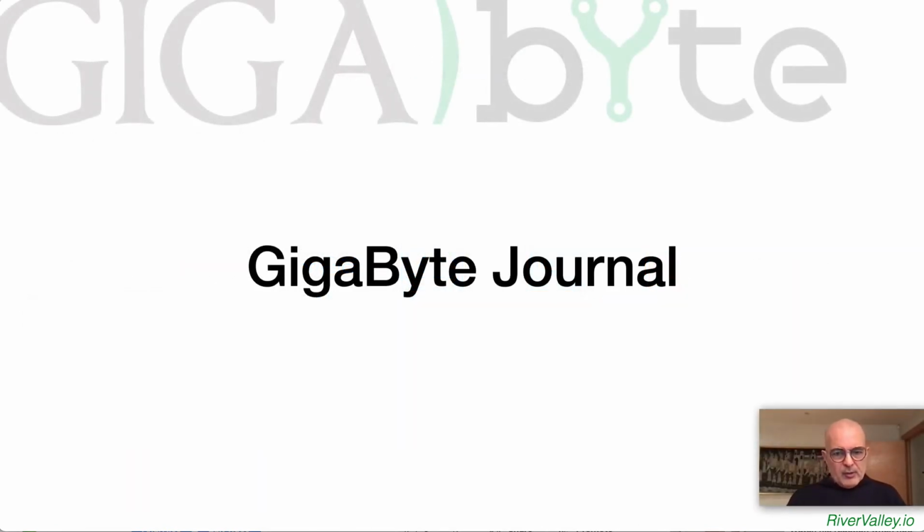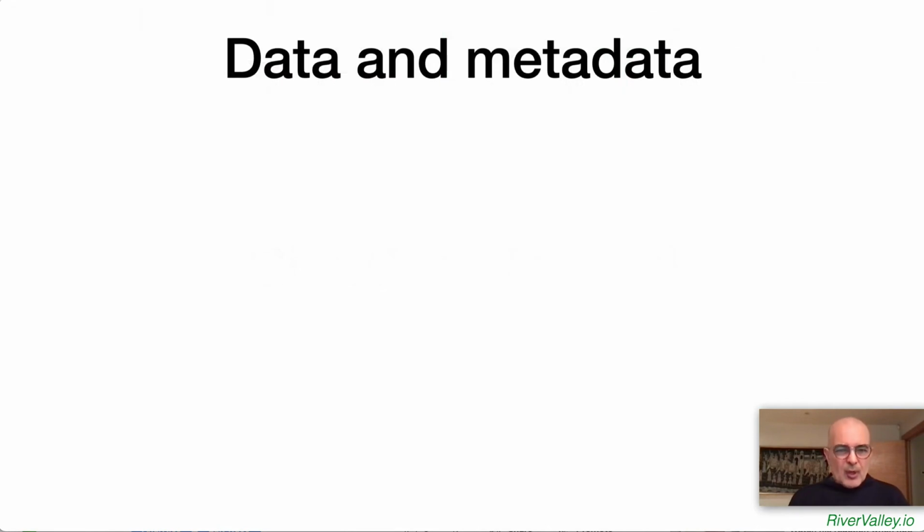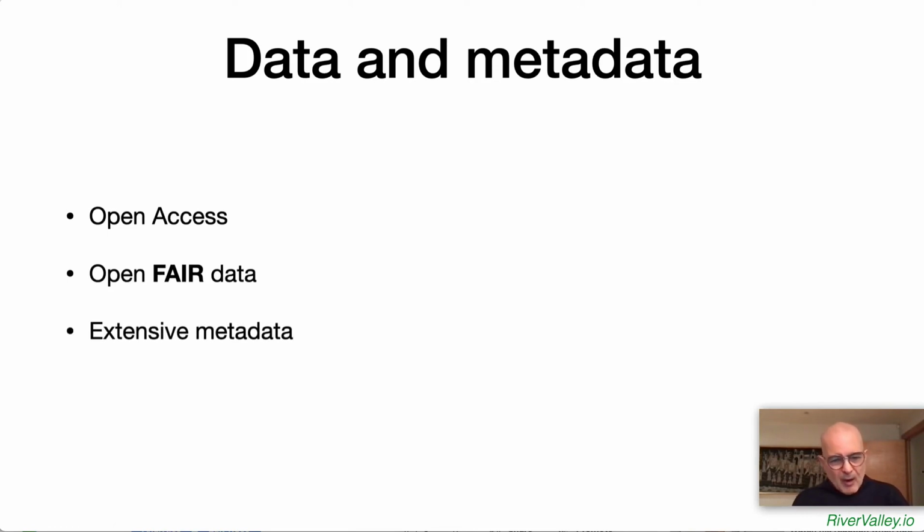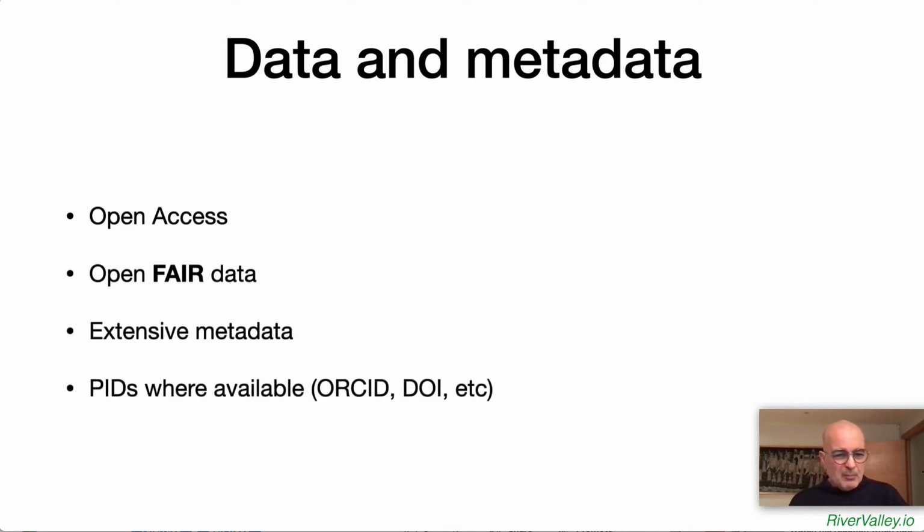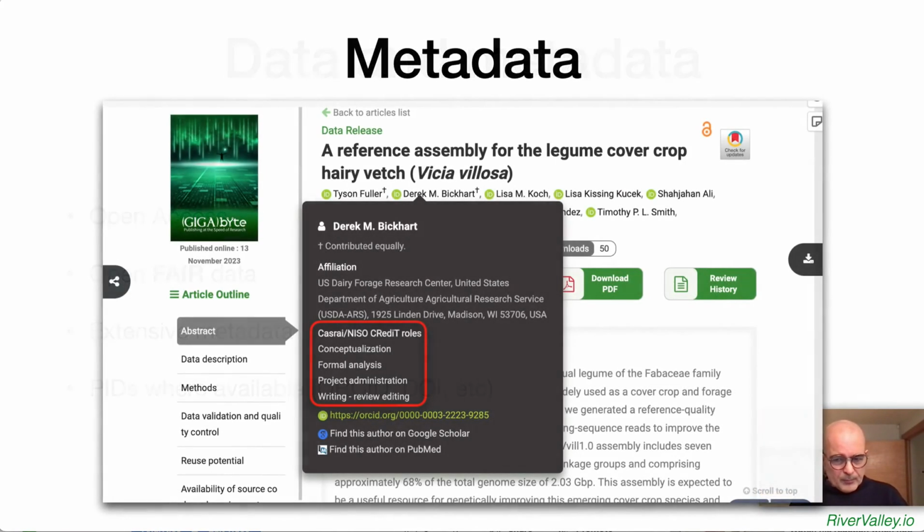One of the journals that we handle end-to-end is the Gigabyte Journal, and it's a very forward-looking journal. I'd like to give you some examples from there to show what we want to do. So we love data and metadata, and so does Gigabyte. They're open access. We use open, FAIR data as expected. We love metadata, so as much metadata as we can, including persistent IDs where appropriate, ORCID, DOI, etc.